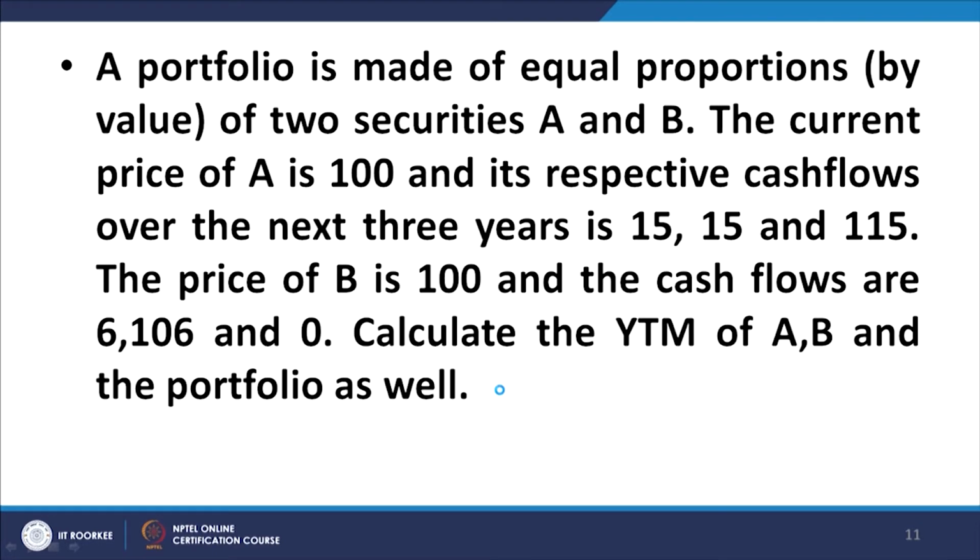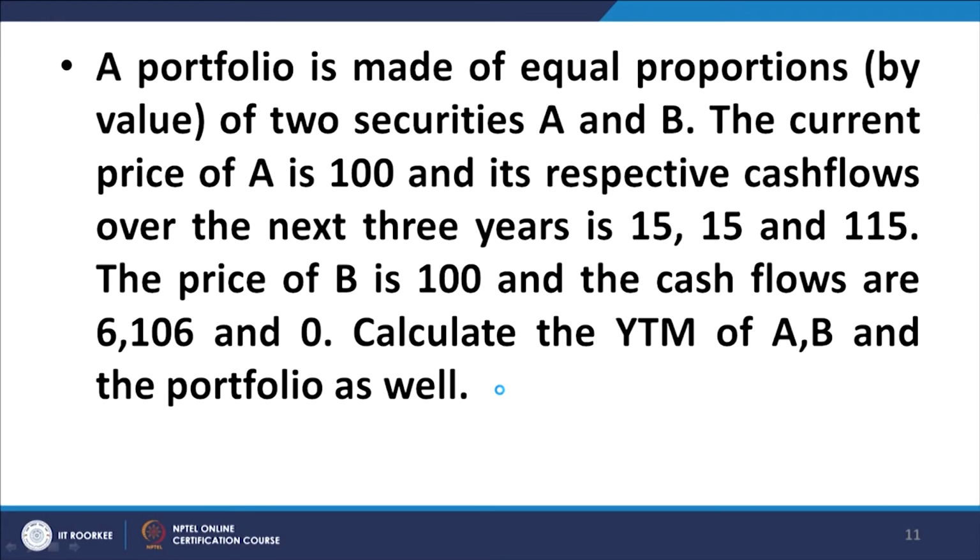The price of B is also 100 and the cash flows are 6 and 106. So, bond B has a coupon rate of 6%, is quoting at par and is redeemable at par, and therefore the YTM of bond B is 6%. Calculate the YTM of A and B. We have already done that. We can simply do it by observation. A is 15%, B is 6%. The weighted average YTM for the portfolio would be 6 plus 15 divided by 2, that is 10.5%.